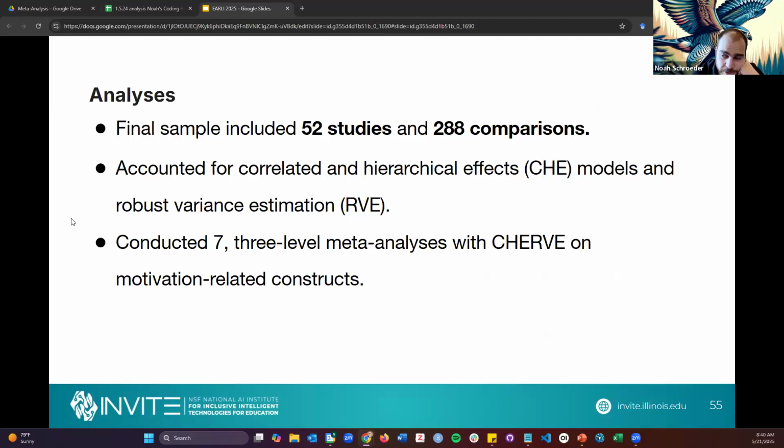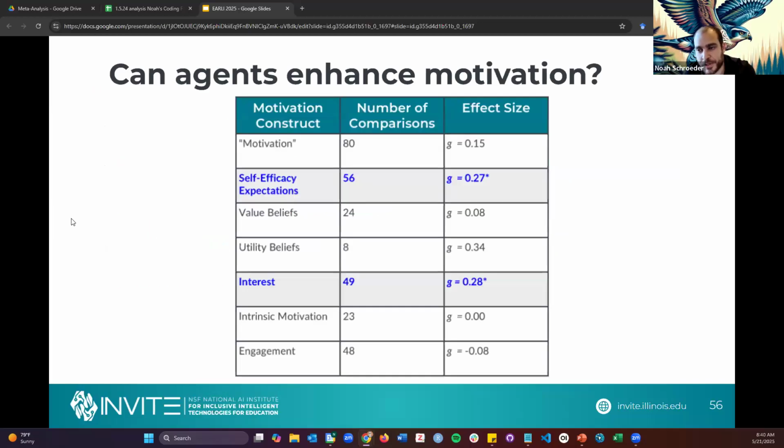These included 288 comparisons. So this gives you an idea of how many different measures people are using in their experiments. To help account for this dependency, we used correlated and hierarchical effects models with robust variance estimation, and we conducted 7 three-level meta-analyses using CHE and RVE. So these are our findings in a nutshell. These are the 7 different meta-analyses.